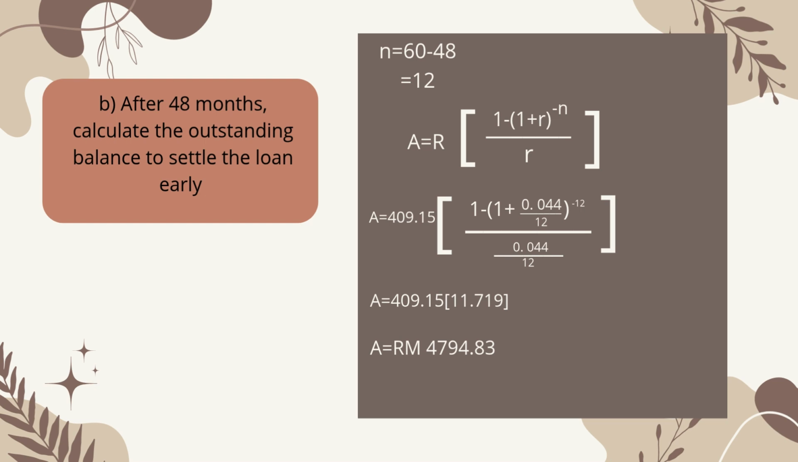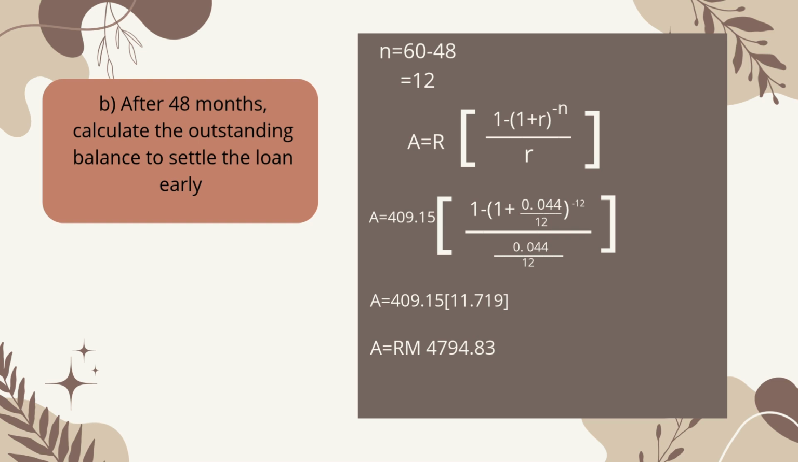Now I will continue the case study to question 1b. So the question is, after 48 months, calculate the outstanding balance to settle the loan early. So now we will calculate the outstanding balance to settle the loan early after 48 months. So here we are given total period N equals 60 months. The loan has been paid for 48 months. So the remaining period is N equals 60 minus 48, which is 12 months.